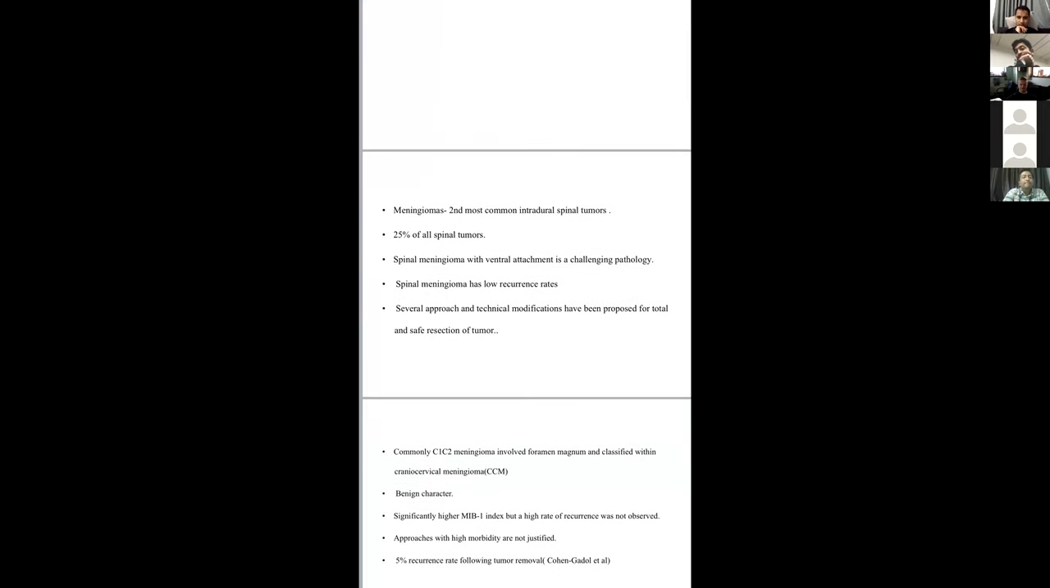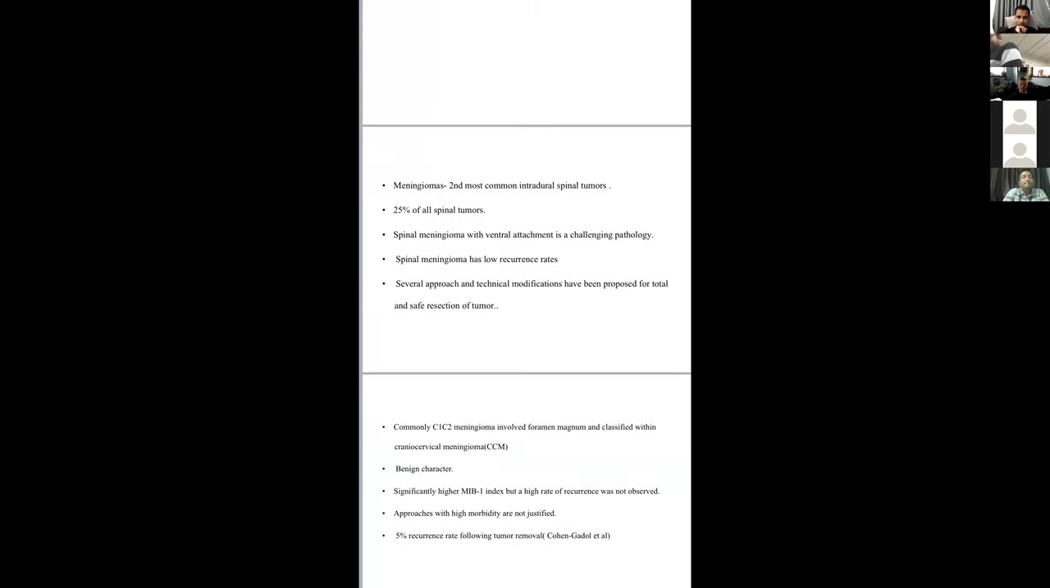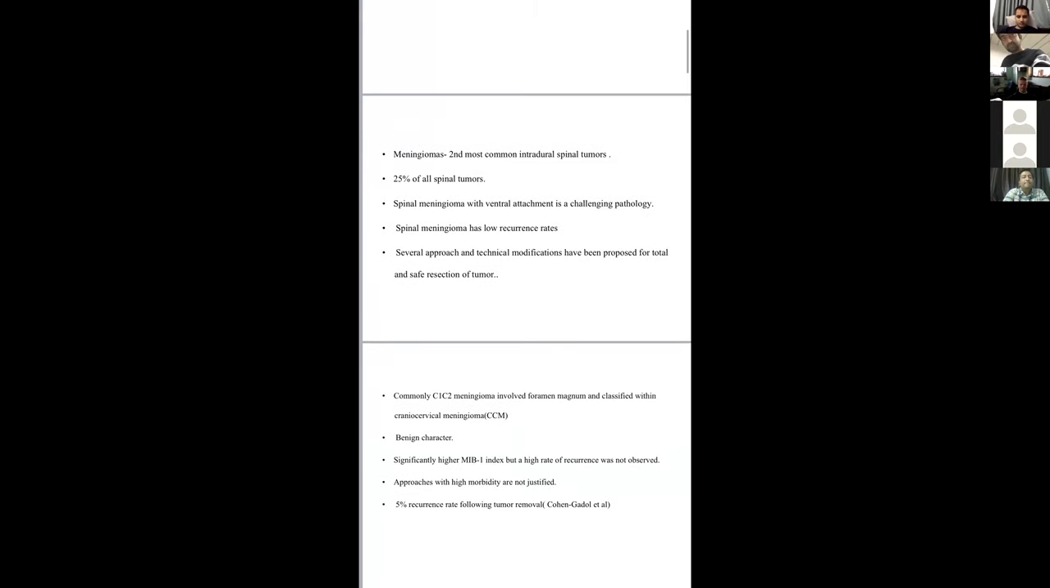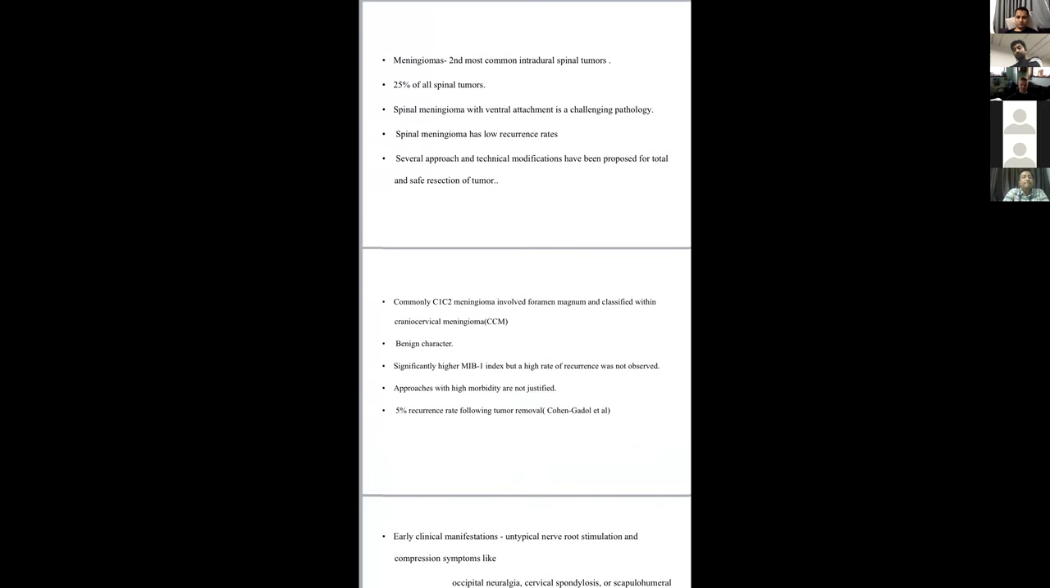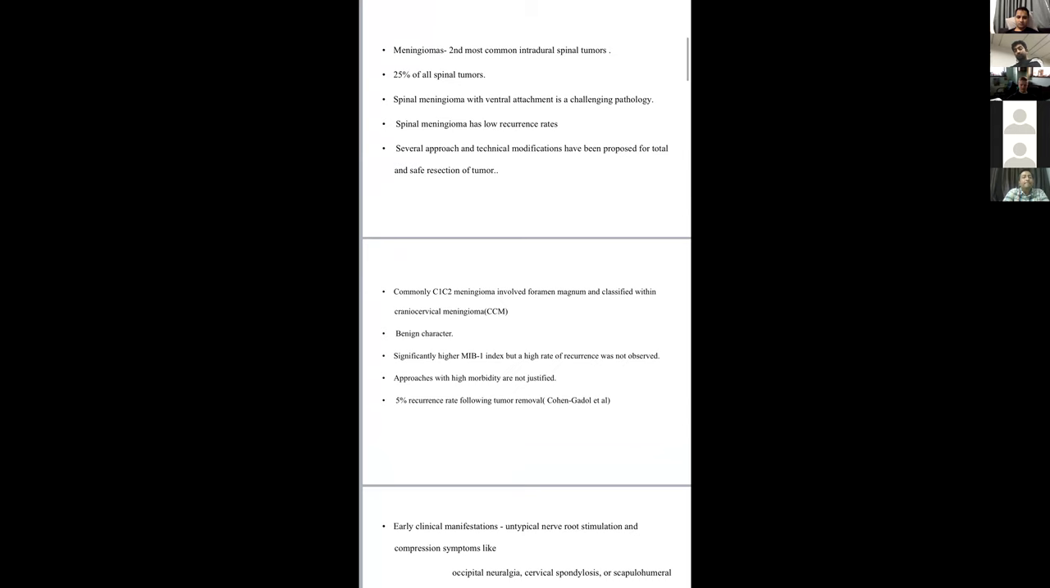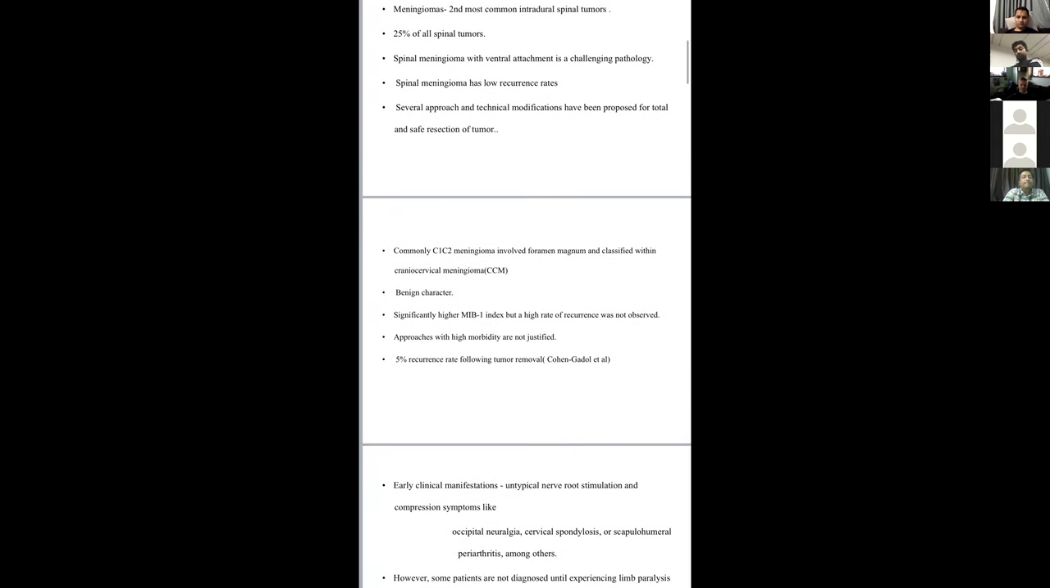Spinal meningioma has very low recurrence rates, and several approach and technical modifications have been proposed for total and safe dissection of tumors. Commonly, C1, C2 meningiomas involve the foramen magnum and are classified within craniocervical meningiomas. They are benign in character with a significantly higher MIB1 index, but a high rate of recurrence was not observed in these tumors. Approaches with very high morbidity are not justified. There is a 5% recurrence rate after tumor removal.